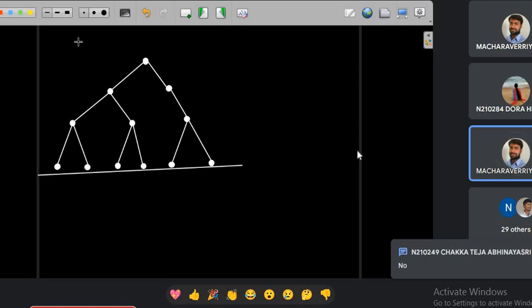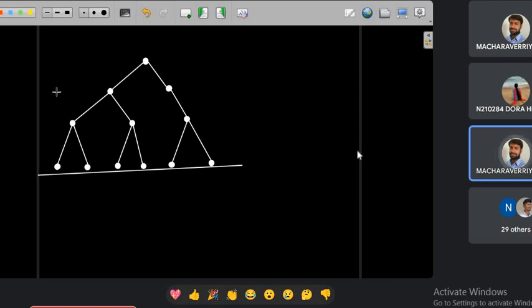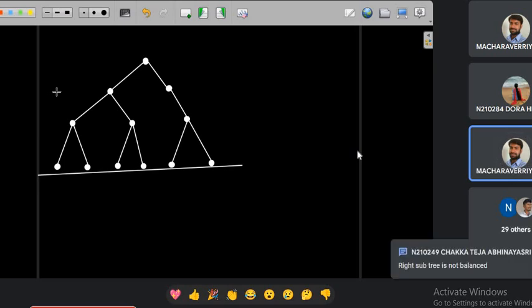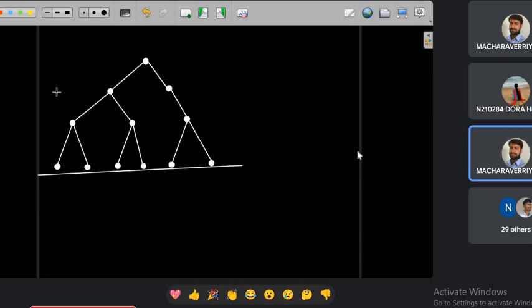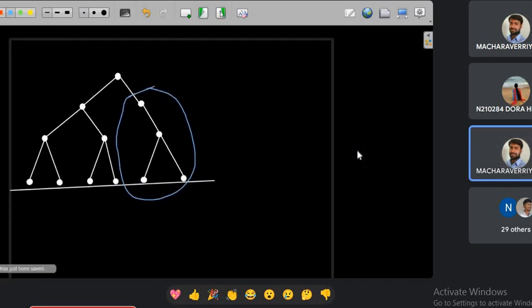No? If you say no, what should I say? Right subtree is not balanced. Okay, so the right subtree, it means this is what you're talking about. Why is it not balanced? Okay, first let me define what a balanced graph is. Later we will talk about it.